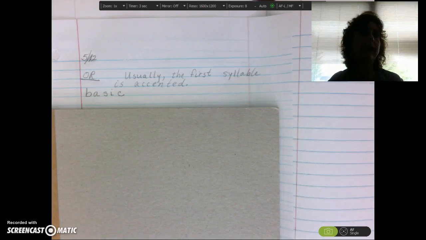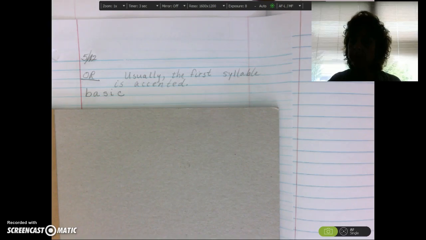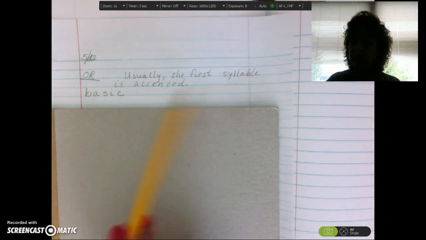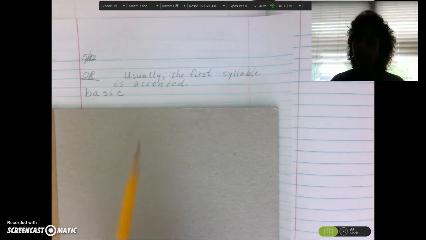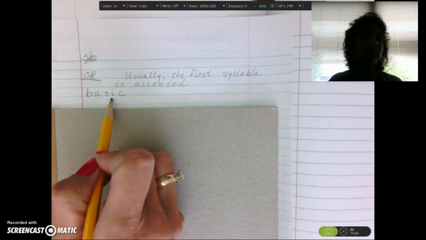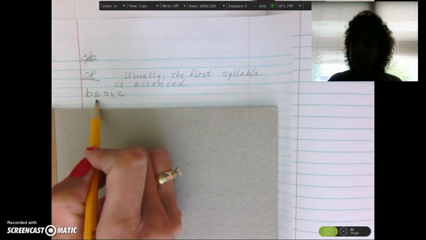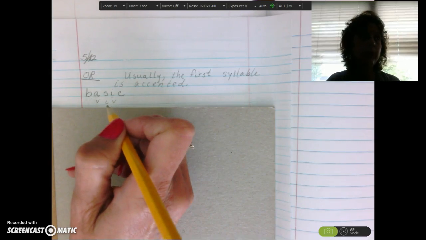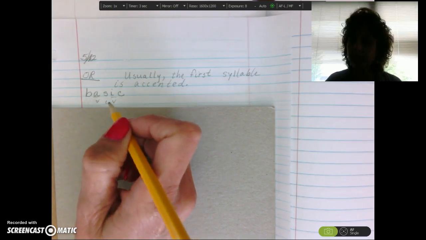Okay, we're going to go back and review because it's been so long since we have worked on this. So for our old review, usually the first syllable is accented in a multisyllabic word. So when we see a word like this, and I'm assuming you all know what this word is, but let's pretend we don't. You're going to go ahead and underline your vowels. You have to divide it into syllables first so you know where to put your accent marks.